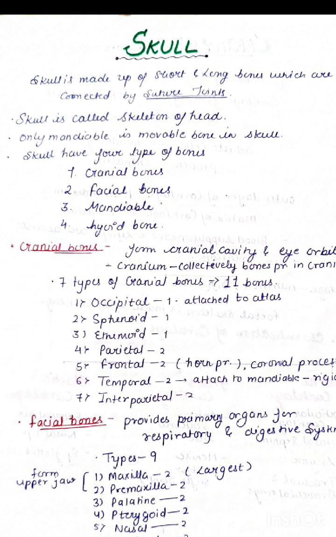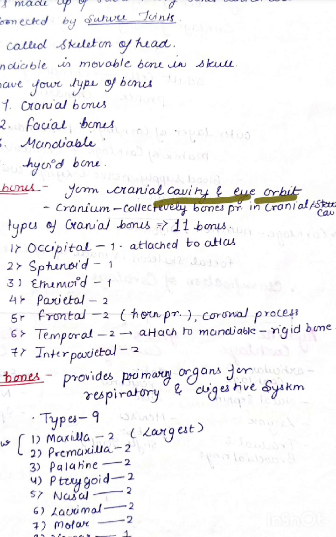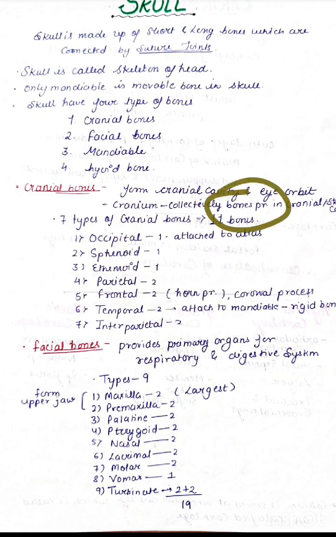Now we come to the cranial bones. The cranial bones form the cranial cavity in the eye orbit. For example, this is the eye orbit, and it forms the cranial cavity here. The cranium is collectively the bones known as the cranial cavity. The types of cranial bones are 11, for example, occipital, sphenoid, ethmoid, parietal, frontal, temporal and interparietal. So these are the bones.